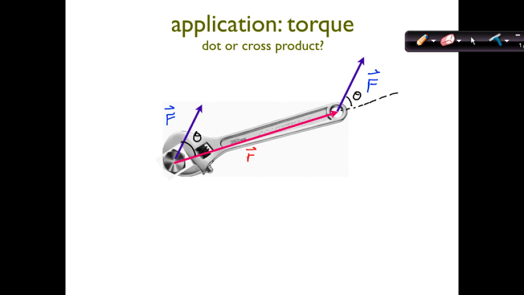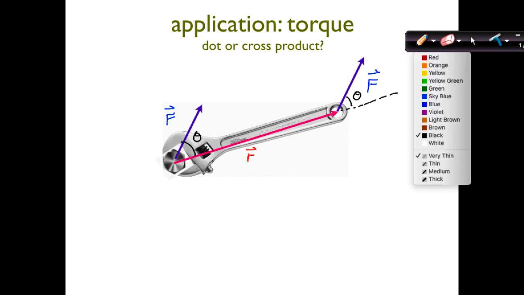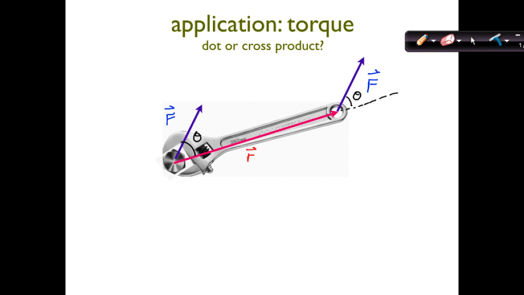You're gonna push this way, right? So if the force is applied the way I've shown it, only the part of that vector that's going this way is gonna turn the bolt. Orthogonal, right? So we want this part of F.